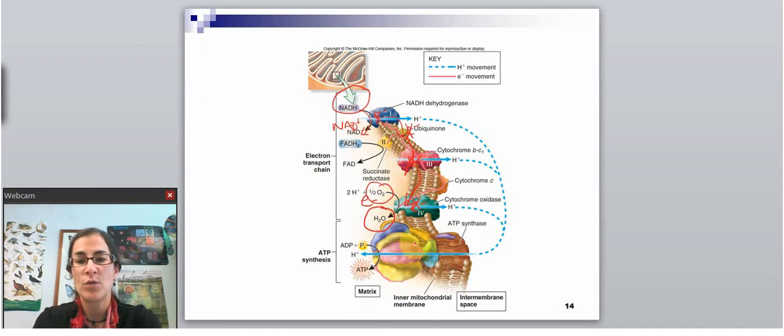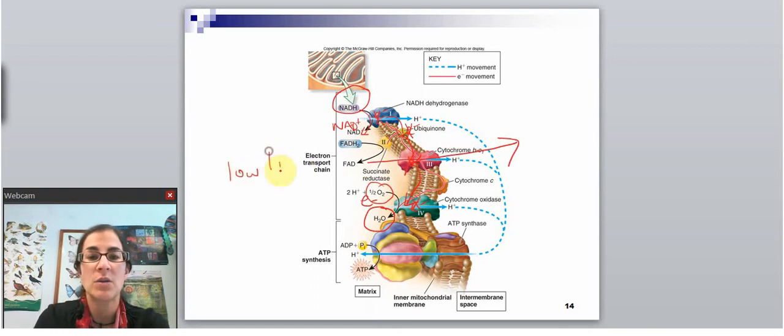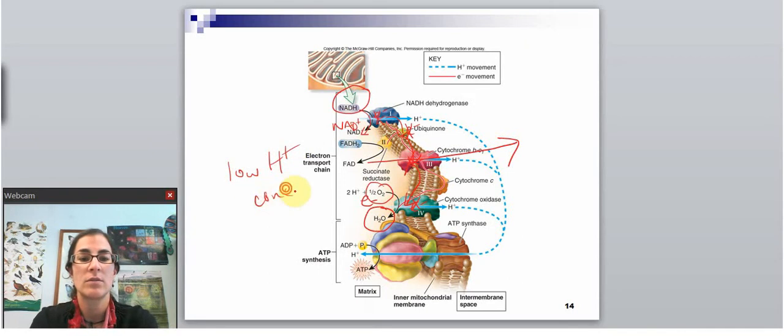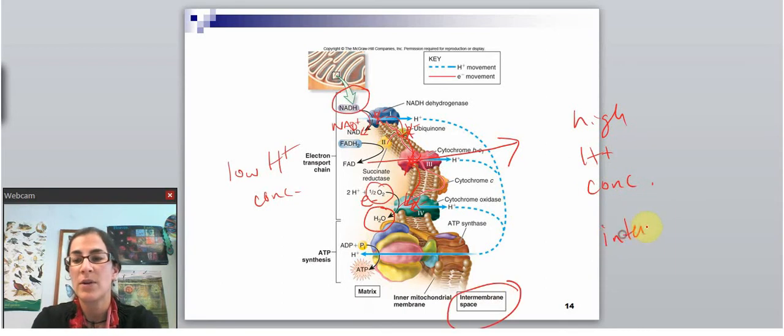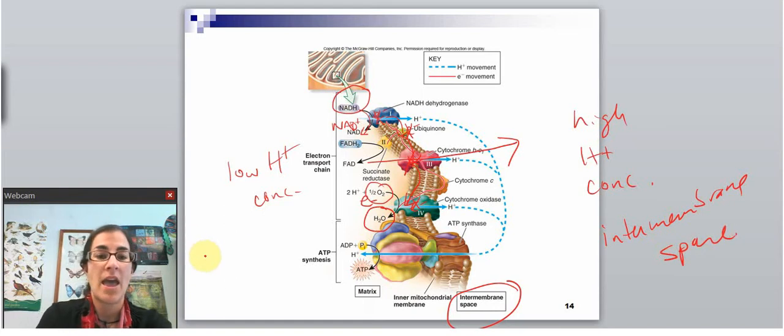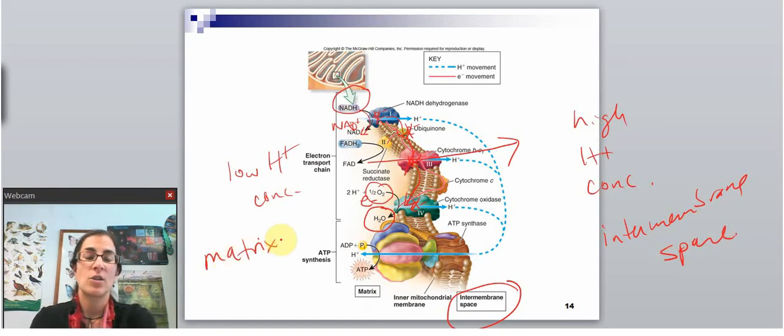As the electrons were moving through here, energy was moving too. Energy was being released from this. And so that energy is being used to pump hydrogen ions from an area where hydrogen concentration is low to an area where concentration of hydrogens is high. So you need to know the locations of this. This is the intermembrane space, and this is the mitochondrial matrix. So hydrogen ions are being pumped from the matrix to the space against their gradient.